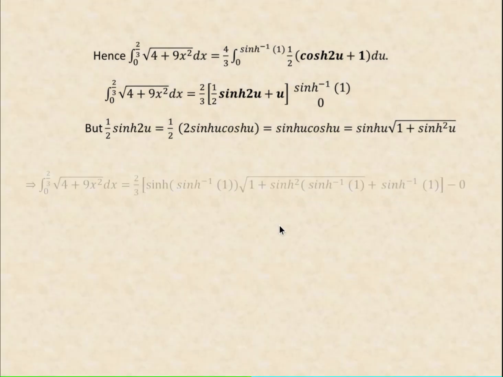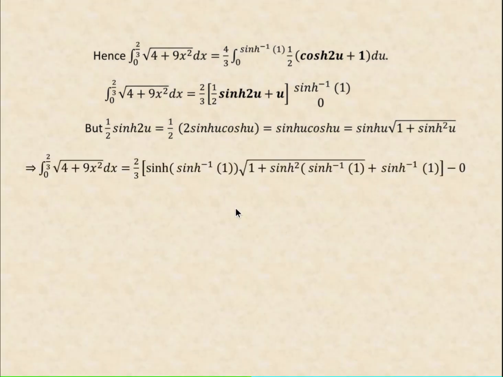So we proceed to replace that expression in the integral, and then substitute the upper limit, so that we have sinh of sinh inverse of 1 times the root of 1 plus sinh squared of sinh inverse of 1 plus sinh inverse of 1 when you do the substitution for the upper limit in the simplified expression, and then minus 0, because when you substitute 0 you have half sinh of 0, which is 0 plus 0, so the substitution of the lower limit gives 0 entirely.